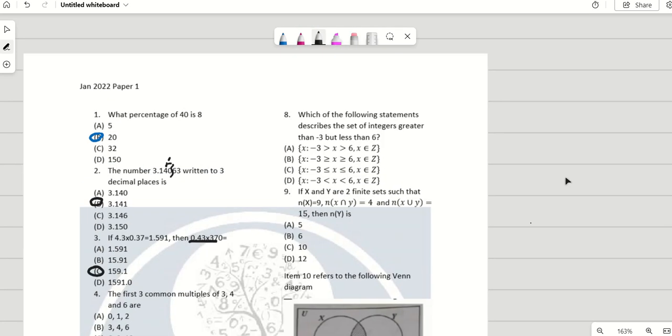All right, let's look at the next one. Number 8. Which of the following statements describes the integers greater than 3 but less than 6? That means it is from 3 to 6.